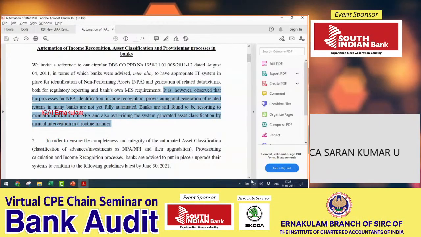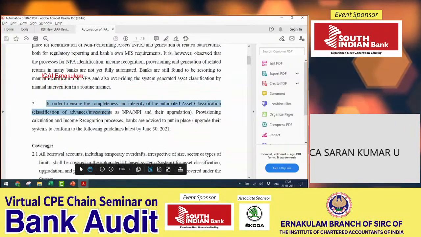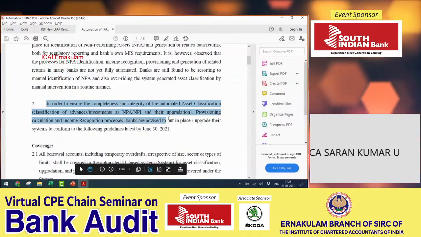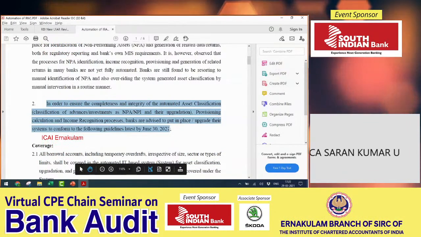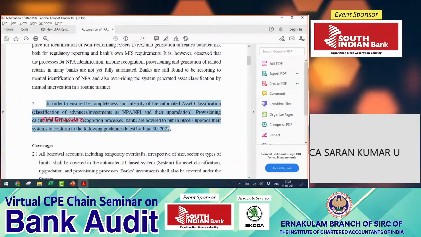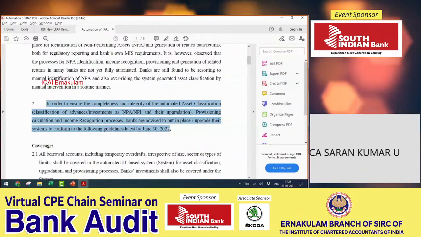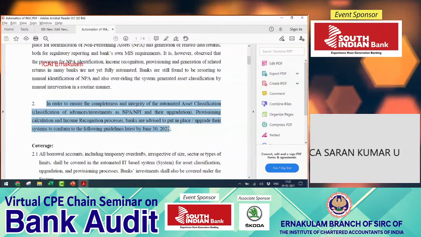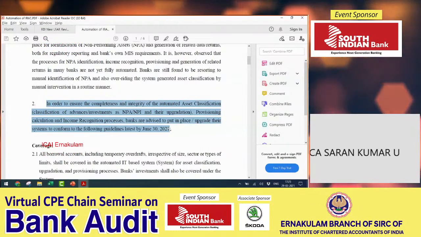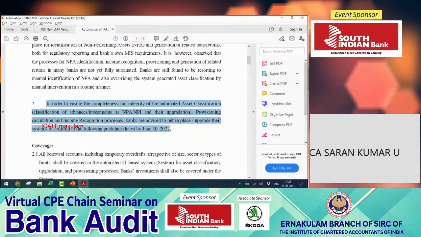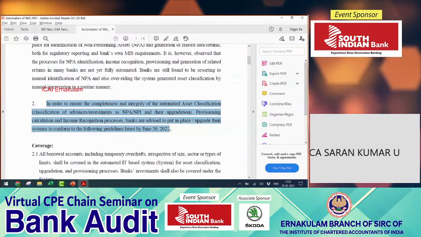Okay. So what RBI is also guiding them: in order to ensure the completeness and integrity of the automated asset classification, provisioning, and income recognition process, banks are advised to put in place and upgrade their systems to conform to the following guidelines by June 30th, 2021. So what is the meaning of it? By June 30th, every bank is expected to upgrade or put in place the system which can do the entire process automation, right? Let us assume in a positive way that banks have taken this guidance very seriously, because if you go down, they have given even penalty clauses also. That means they are very much serious about this particular process. When RBI has given this, then banks, I'm sure, will do it by June 30th.